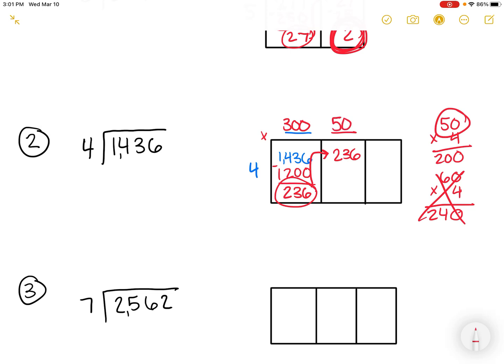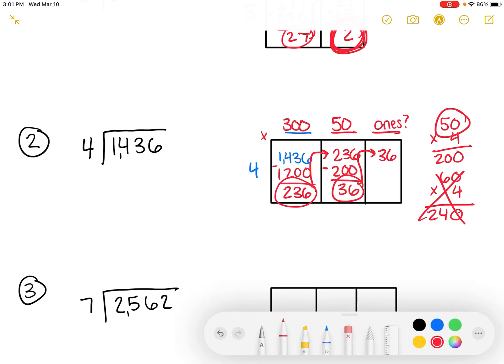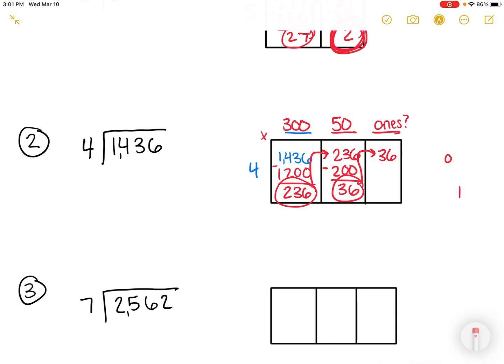So I'm going to write 50 on the top. And then I'm going to write 200 and subtract it. So 6 and 3. So I'm left with 36. I'm going to scoot that over to the next block. And now finally I need to ask myself how many ones. How many ones can I use to multiply by 4 to get close to 36?